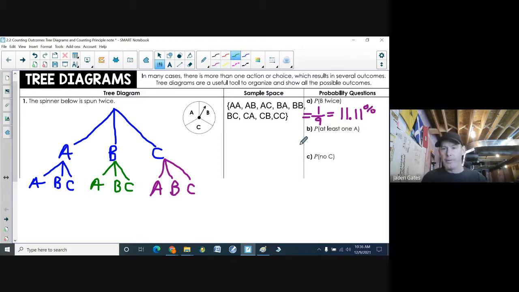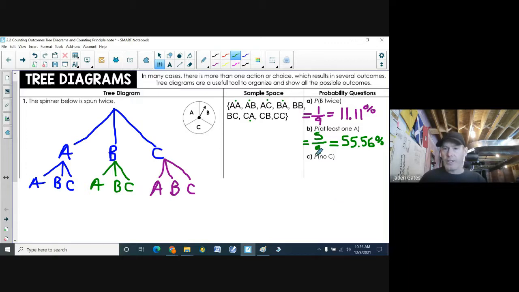Next up, B: the probability there's at least one A. All right, well, again, I know there's going to be a 9 on the bottom because there are 9 possibilities, but at least one A. Let's see here: 1, 2, 3, 4, 5. That's it. So a 5 out of 9 chance. And again, as a percentage, I take 5 divided by 9, times 100%, and this time I get, rounding to 2 decimal places here, 55.56%.